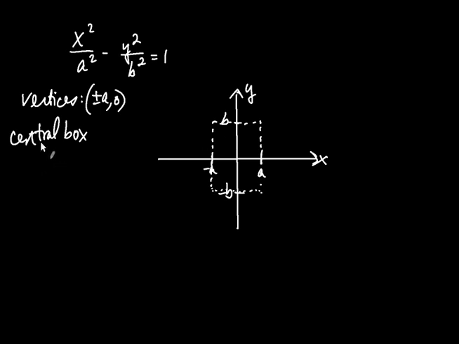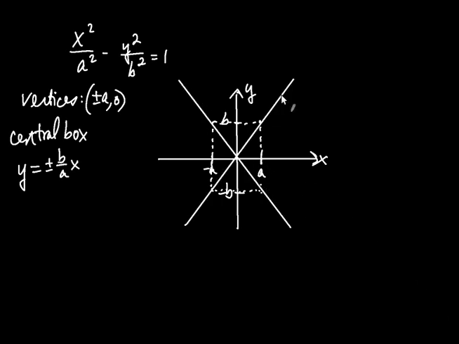What we're trying to do with the central box is graph the asymptotes y equals positive or negative b over a times x. You can graph those lines separately if you want. You don't have to create the central box, but with this box you can draw a line through this corner, and that line will be one asymptote, and then draw a line through the other two corners, and that'll be the second asymptote. Okay, so let's do that now.